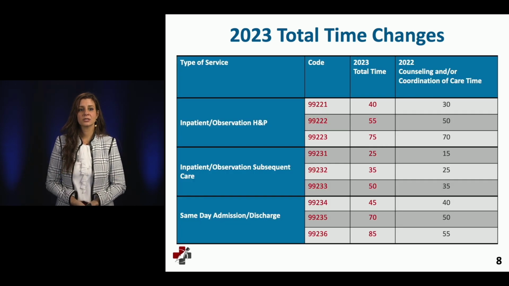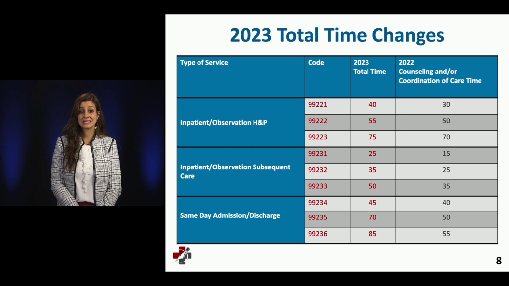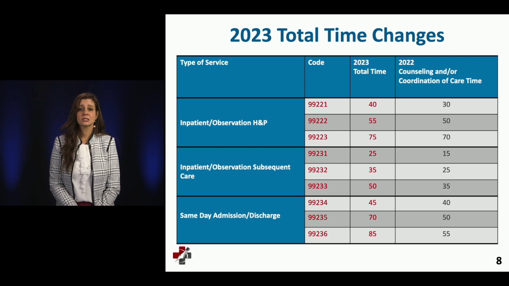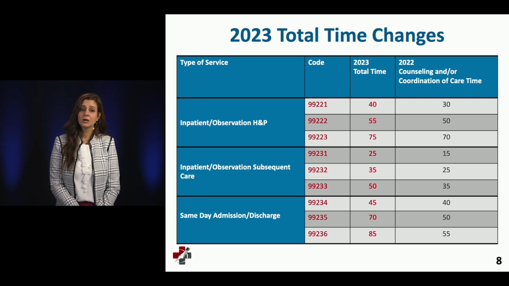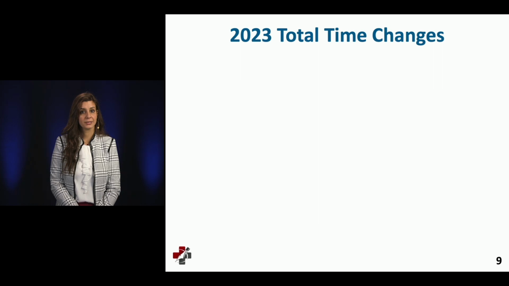Here's an example. Let's take a look at the H&P. If we look at 99223, in 2022 it was 70 minutes, and in 2023, 75 minutes. If we look at the subsequent care, 99233, in 2022 it was 35 minutes, but in 2023 it's going to be 50 minutes. And same-day admission and discharge, 99236, in 2022 was 55 minutes. And guess what? For 2023, it's 85 minutes. So definitely when it comes to the time, they want us to spend some more time.